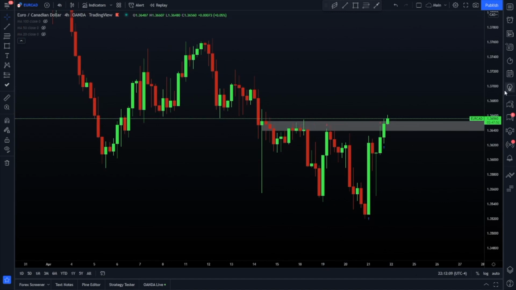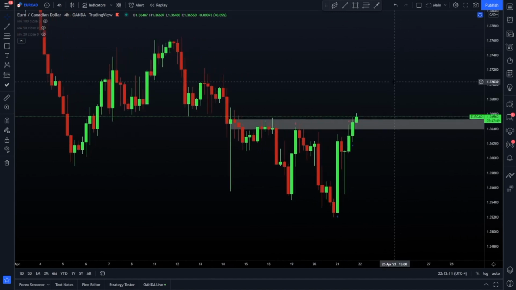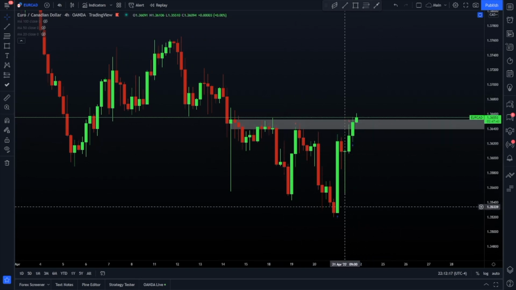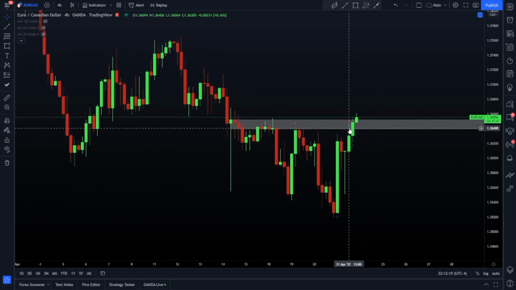So again, this is the everyday ebbs and flows of trading. You're going to have trades that are winners. You're going to have trades that are losers. In this case, the trade just did not work out the way I was looking for it to. And again, that is what it is.